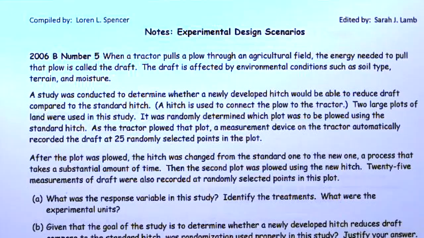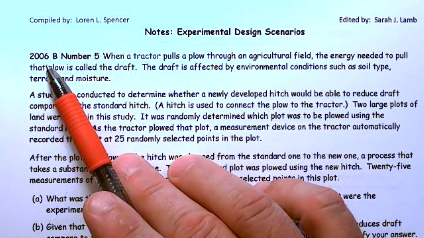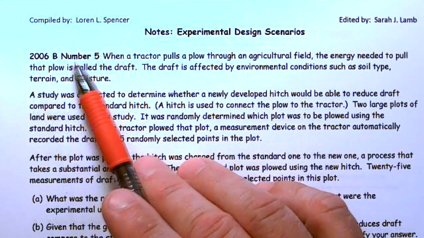Okay, this is another video on components of an experiment, a fairly long free response problem that was given, and actually a fairly difficult one. This came off of the AP Statistics Test, year 2006, Form B, and is question number 5.